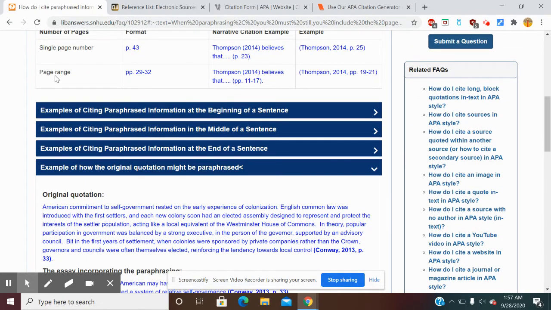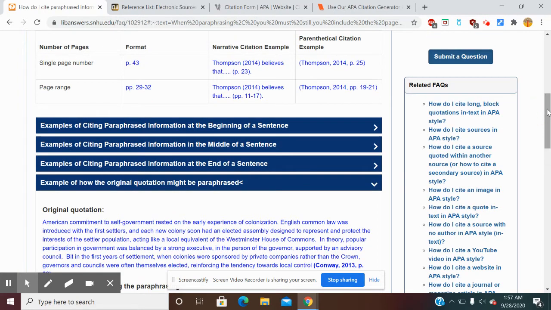Now, page range. If you are using a multiple set of pages, you will cite using this format, narrative citation example. All you are going to change is the pp period, and you're going to give your page range. So here it's pp period 29-32. Here it's pp period 11-17, and they're just citing a range of pages. That means your reader can refer to those pages if they need to look for further information.